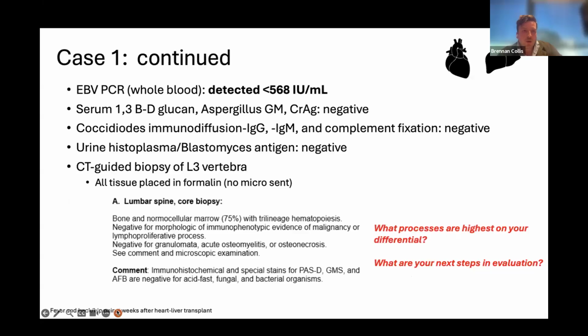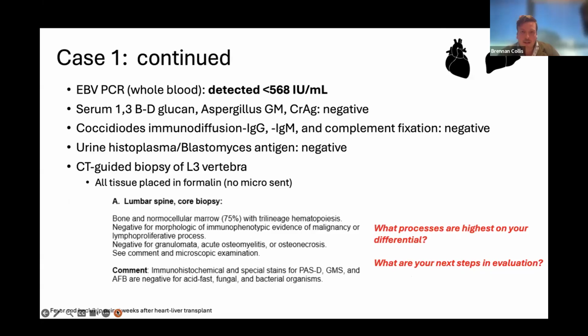Patient gets some more diagnostic workup. So with this, we have an EBV PCR in whole blood that's detected below the lower limit of quantification. We've got some fungal markers that are sent off. So we've got negative beta-D glucan, a negative serum galactomannan, and a negative serum cryptococcal antigen. Coccidioides serology is negative. A urine histoplasma and blastomyces antigen is negative.